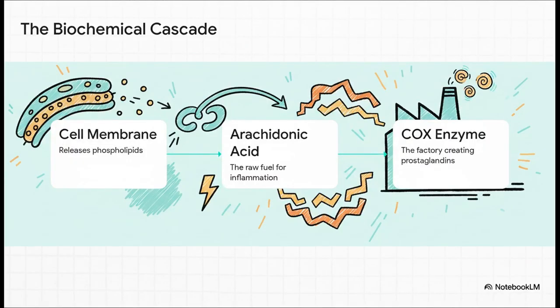As soon as those phospholipids are floating around, an enzyme called Phospholipase A2 just swoops right in. Its job is to turn those phospholipids into a really important molecule, arachidonic acid. You can think of arachidonic acid as the raw fuel for inflammation, and this fuel gets fed into a critical factory, the one enzyme you absolutely have to know for this pathway, cyclooxygenase, or as we all call it, COX.